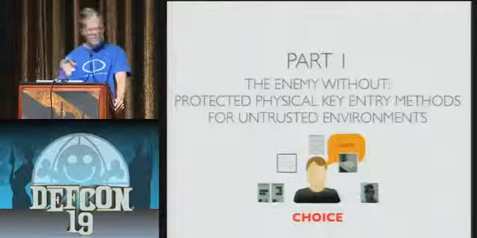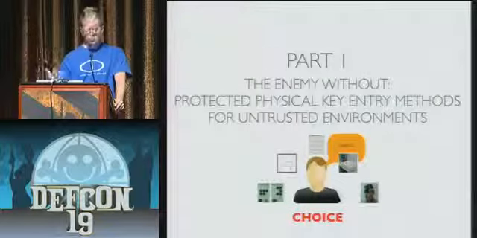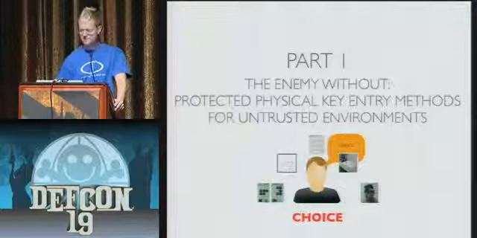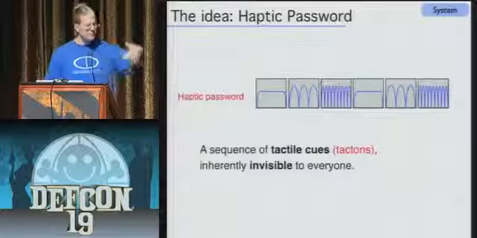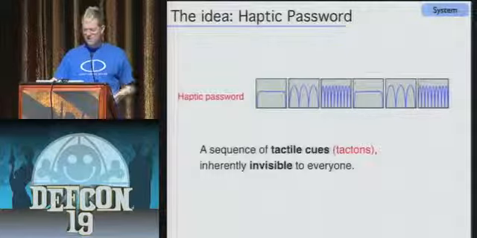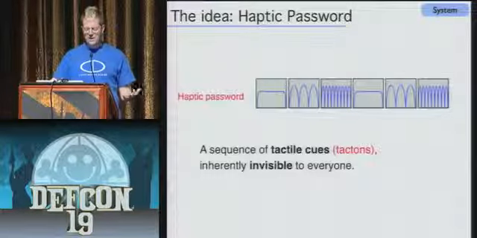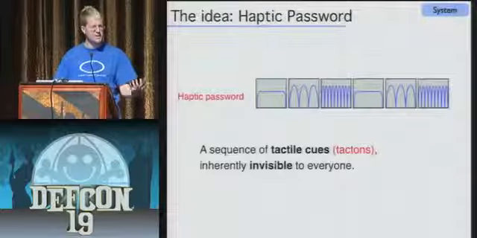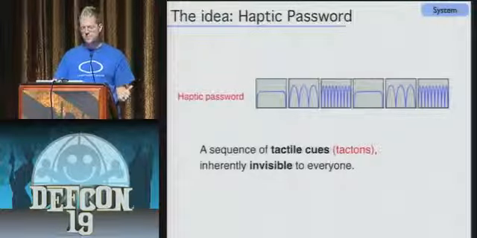So part one, observation: new alternatives for physical key entry to avoid observation at the terminal physically. The basic idea, which I'll present various methods for here, is a haptic password. Or the basic idea really is a side channel that's not visual and is less easily observable. And one of these is haptics.